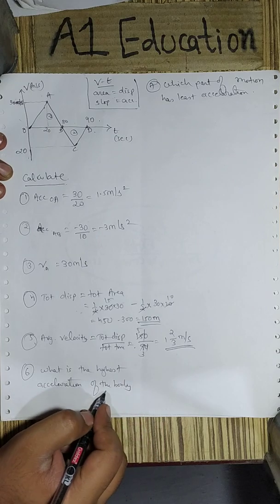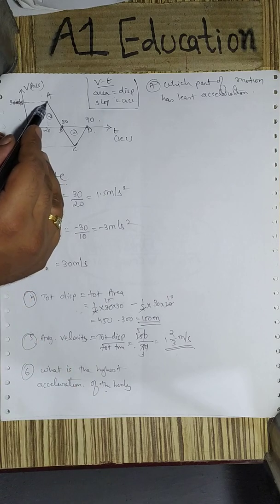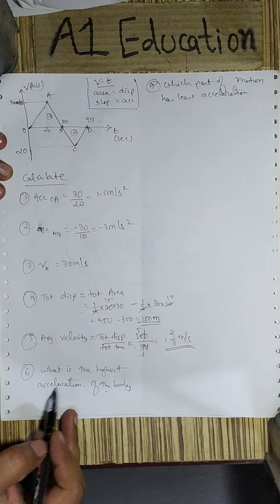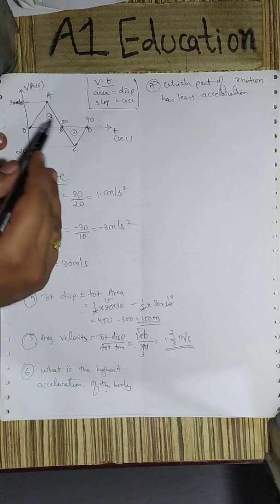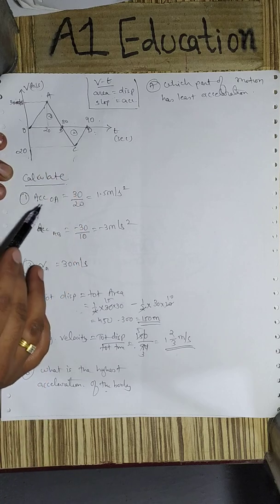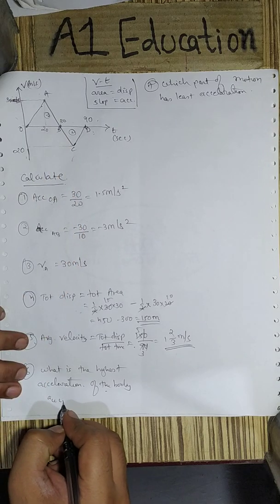What is the highest acceleration of the body? So we have this OA part, there is acceleration. Also in the CD part there is acceleration. For the highest, we are concerned about only the positive part. So we'll compare the acceleration of OA and CD. OA we already have, CD we don't have. So let us find out the acceleration in the part CD.